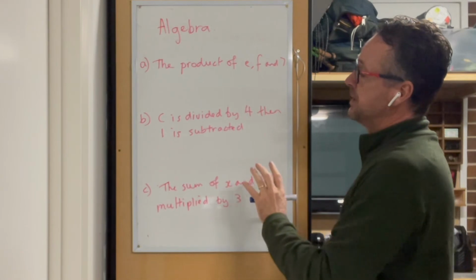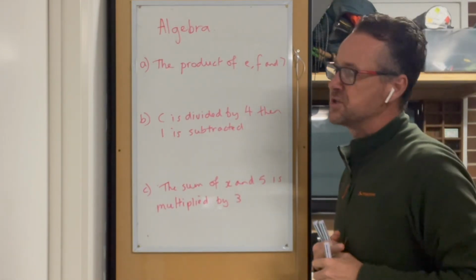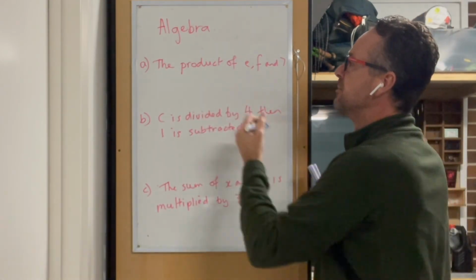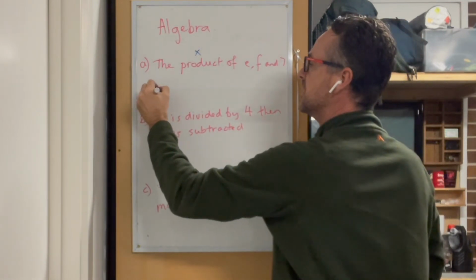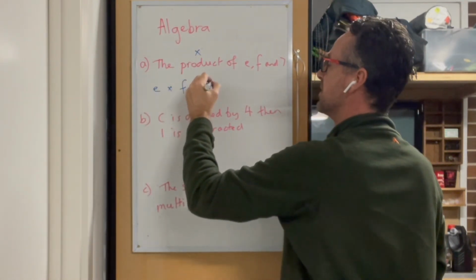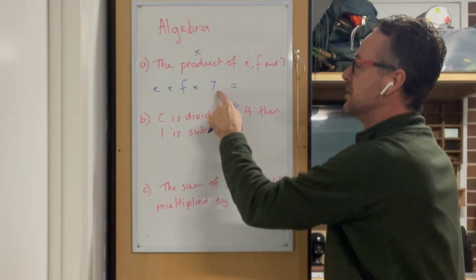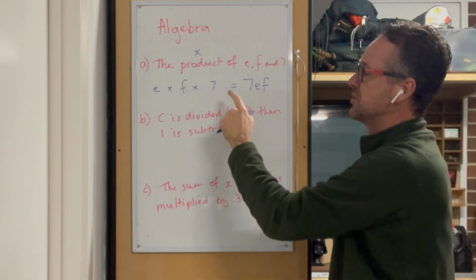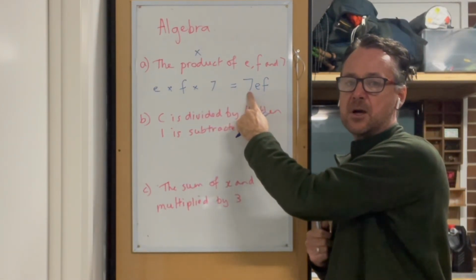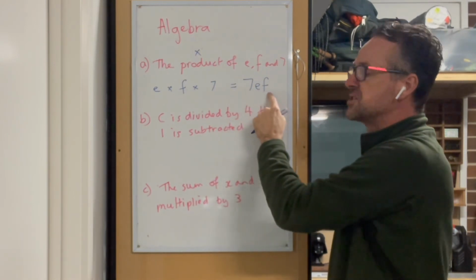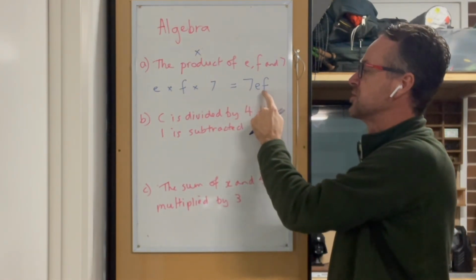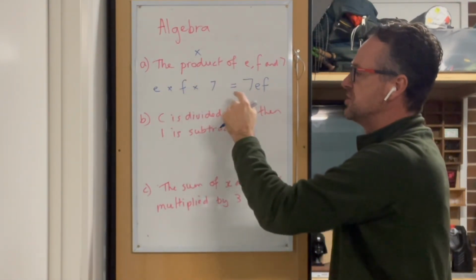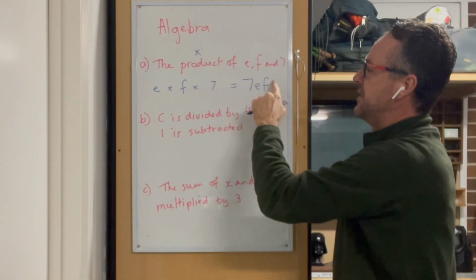All right, let's look at a few more examples where we're using some words in our questions here rather than perhaps symbols. The product of E, F, and 7. So product here means multiplication. So it's E times F times 7, and that's going to equal 7EF. Now, the reason it equals 7EF and not EF7 is because we always put the whole number or the numbers first, and then we list the pronumerals in alphabetical order where possible, so EF. So the multiplication signs, the convention is for them to disappear, and we just assume that they're there, and then we place them in that order.